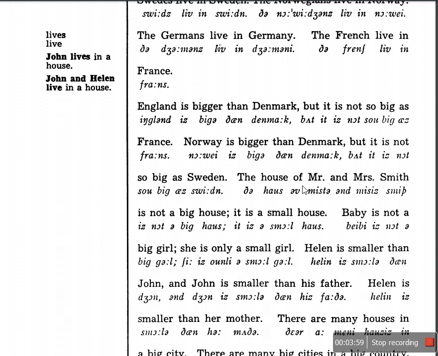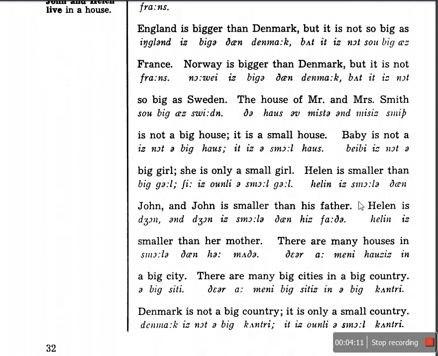The house of Mr. and Mrs. Smith is not a big house. It's a small house. Baby is not a big girl. She is only a small girl. Helen is smaller than John, and John is smaller than his father. Helen is smaller than her mother.